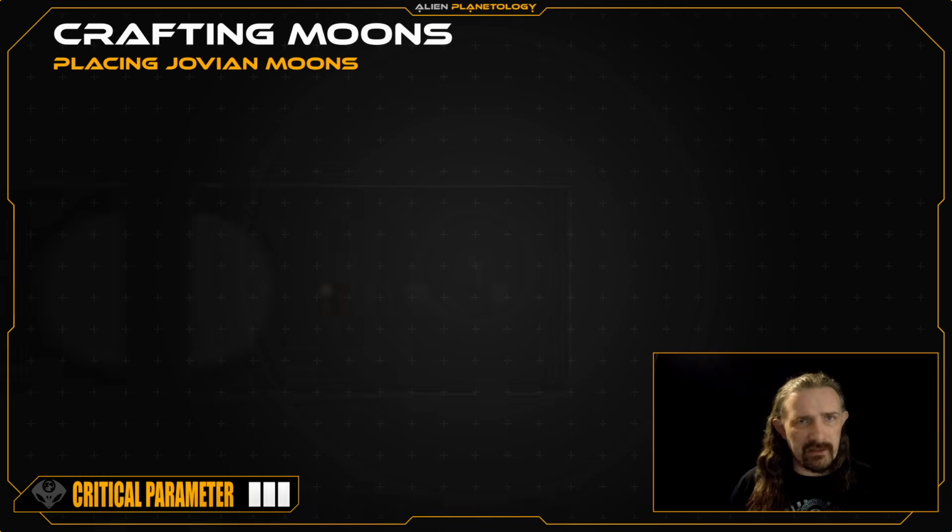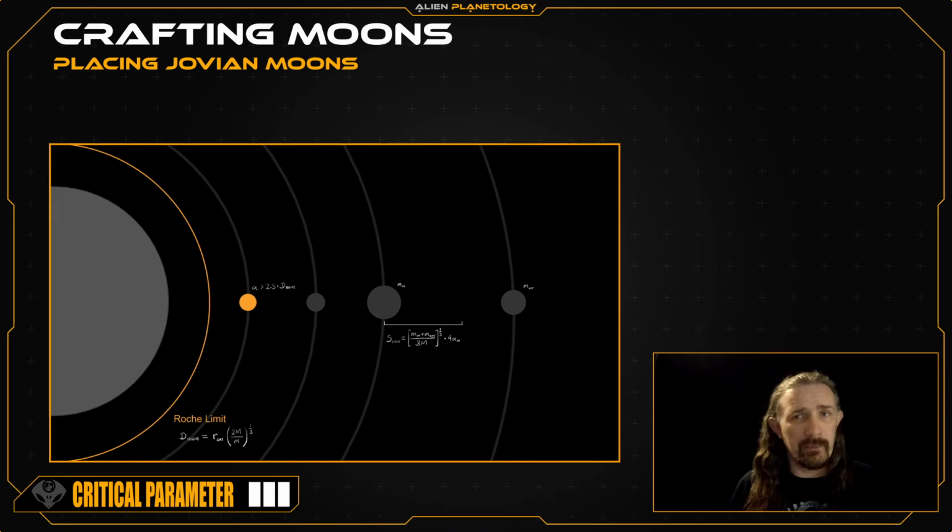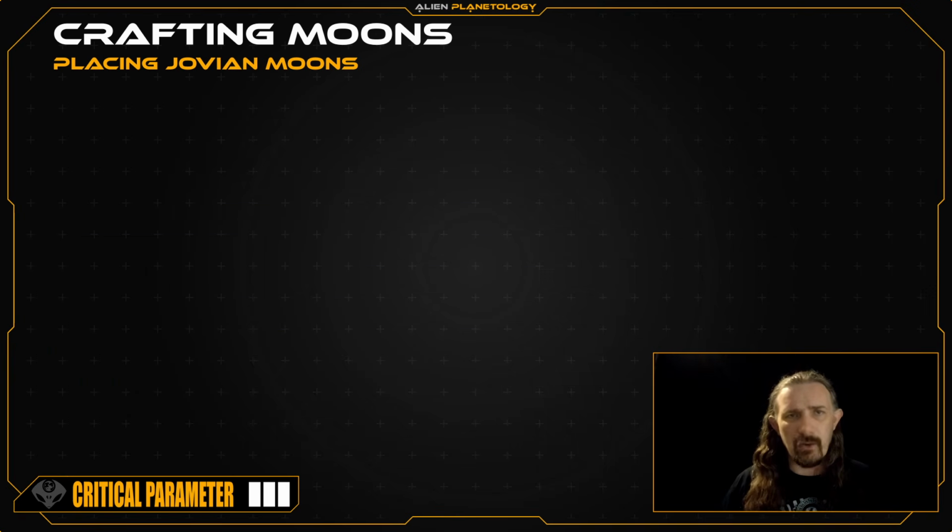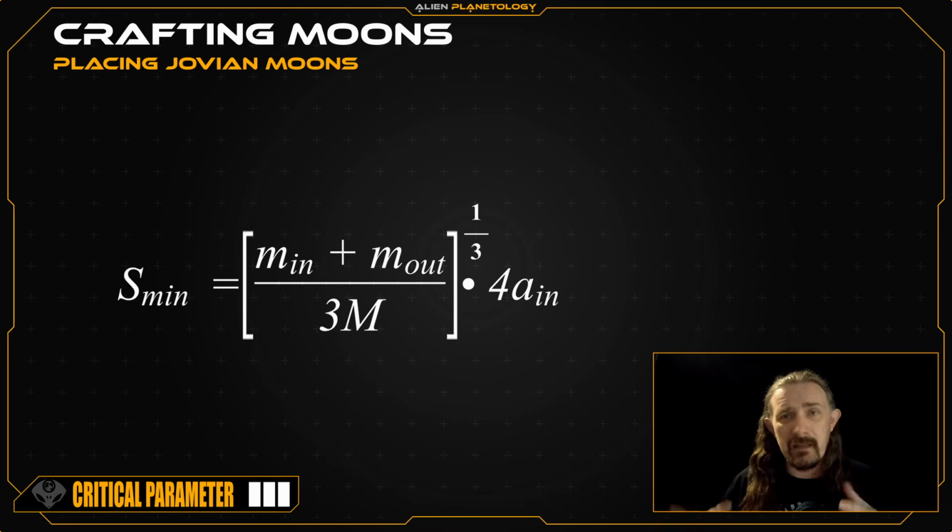For the ordered method, start by calculating your innermost major moon's Roche limit and set its semi-major axis to some multiple of that distance. We will then need to determine what the minimum stable separation is between that moon and the next one that will orbit farther out. To do that, we use this equation, which relates the minimum stable separation to the cube root of the sum of the masses of your two moons divided by 3 times the mass of their parent planet, then multiplied by 4 times the semi-major axis of the inner moon.